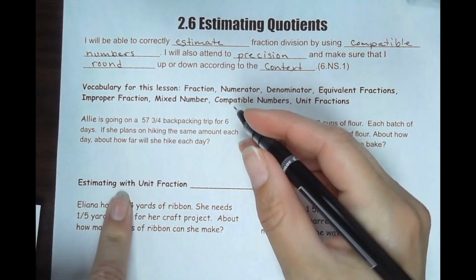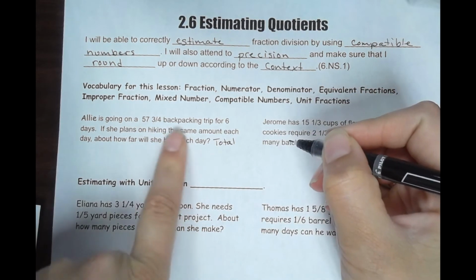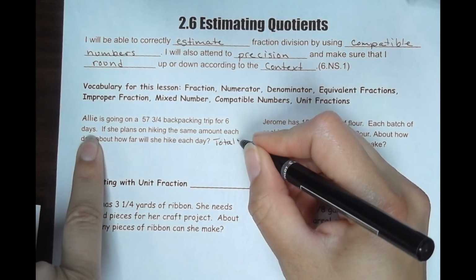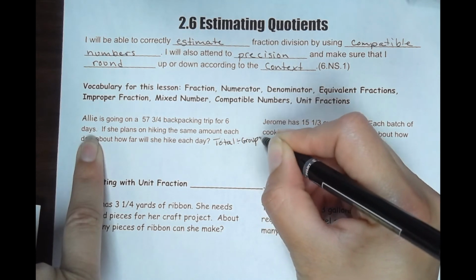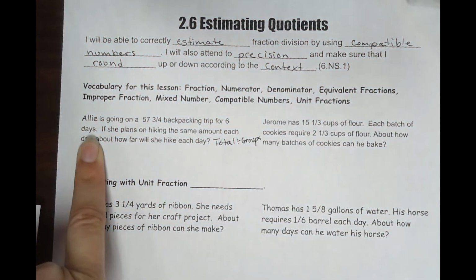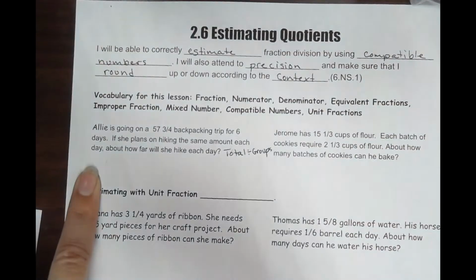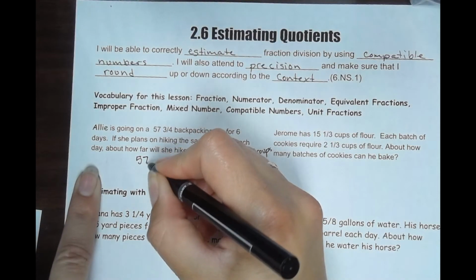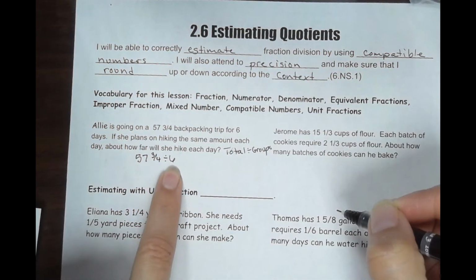What do we have? We have a total. And we're trying to split it into 6 equal groups. So we're dividing by the groups to figure out the size. We want to know how much she's going to hike each day. So now this is one of those questions where after we set it up, we want to decide, would this be one better to round up or to round down? Our divisor is 6.